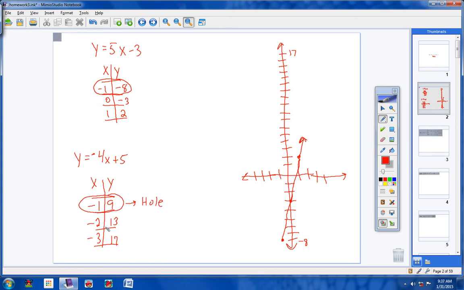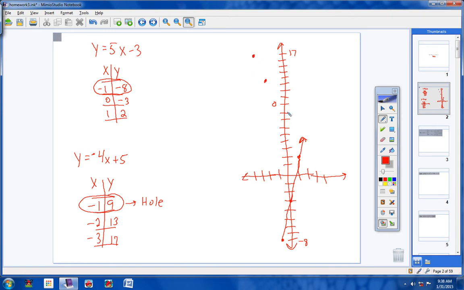Okay, now let's graph this one. Negative 1, 9, 1, 2, 3, 4, 5, 6, 7, 8, 9. So there'll be a hole right there. And then negative 2, 13, 10, 11, 12, 13. So right here. And then negative 3, 17, about right here.